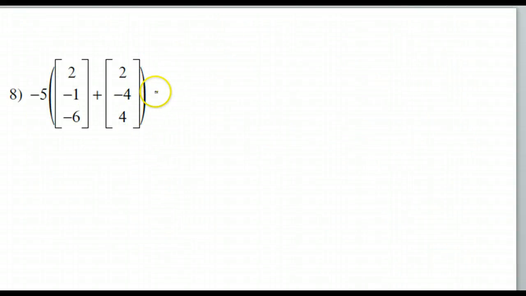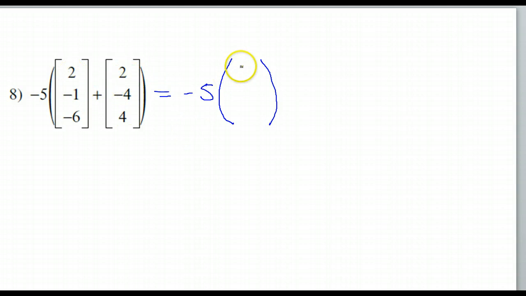Okay. Alright, last one. Again, I see parentheses, so I'm going to do what's inside the parentheses first. So I'm going to keep this negative 5 for a little while. Now, adding what we have inside here, 2 plus 2, so I got a 4. Negative 1 and negative 4 make negative 5. Negative 6 and 4 make negative 2. Alright, I guess I don't need the parentheses. What I more need are brackets.